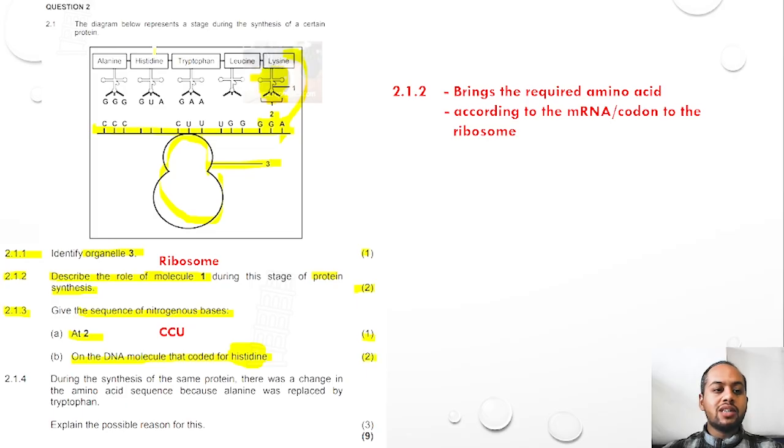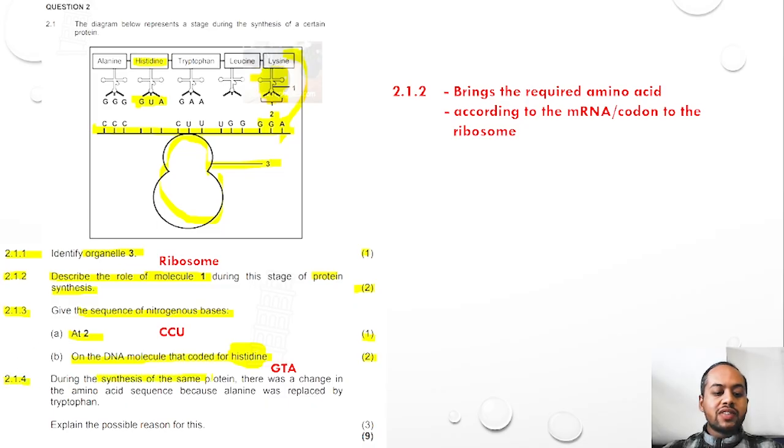On the DNA molecule that coded for histidine, for 2 marks. So we go to histidine. Here it's the second amino acid. We want the nitrogenous base sequence on the DNA molecule. Therefore, we can simply look at the tRNA anticodon. If it's GUA on the tRNA anticodon, it will be the same on the DNA base triplet. The only difference is uracil will be substituted with thymine. Therefore, the answer would be GTA. Therefore, the answer for 2.1.3b is GTA.